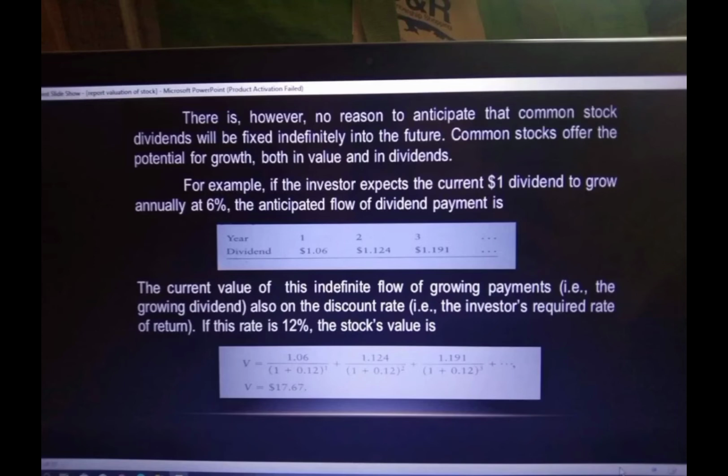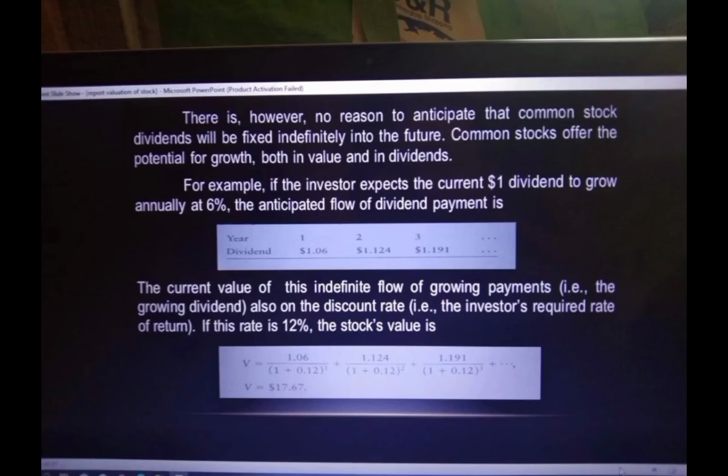There is, however, no reason to anticipate that common stock dividends will be fixed indefinitely in the future. Common stocks offer the potential for growth both in the value and dividends. So, if the valuation exceeds the price, the expected return will exceed the required return. So, kung mataas ang presyo, taas pod ang return.